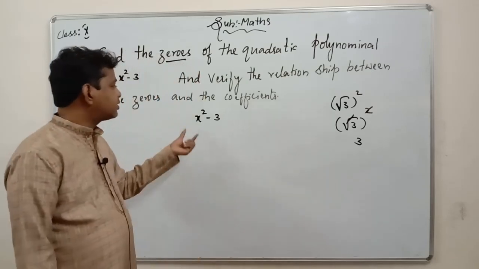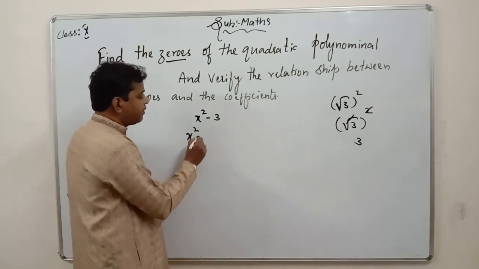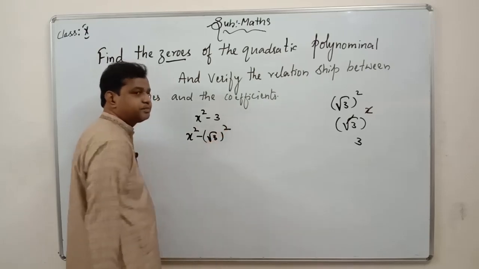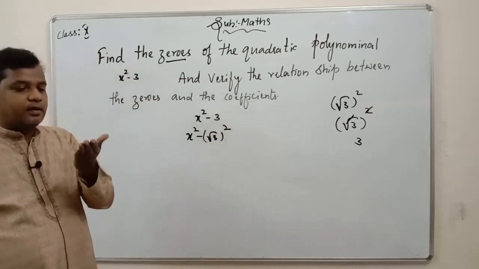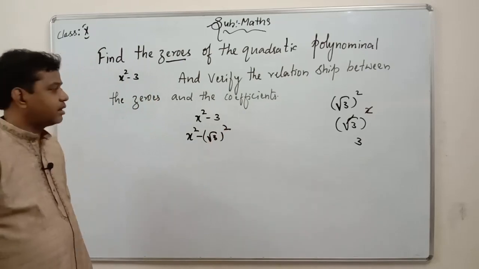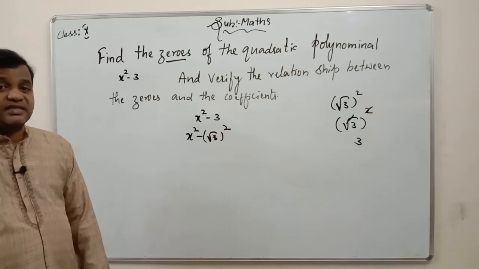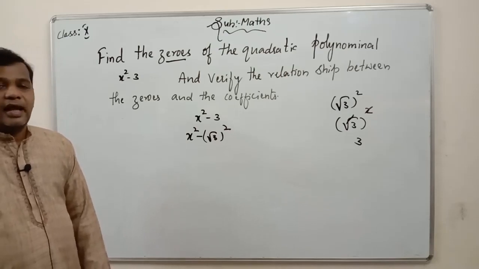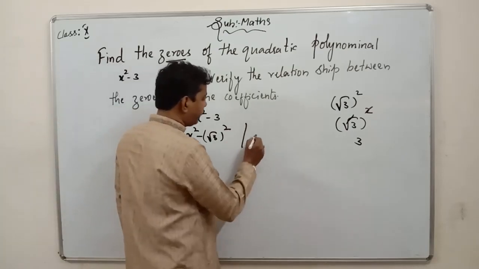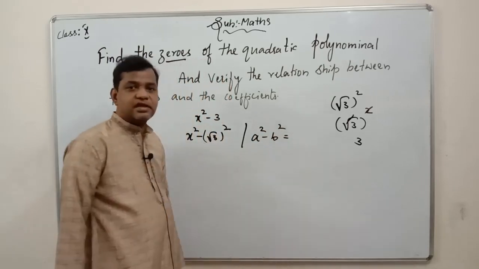So see, x square minus 3, I will write 3 in this form also, minus root 3 whole square. Okay, what is that about? X square minus root 3 whole square. I told you already to be perfect with the formulae in the first class only, because every time we will be using them. Now it is in the form of a square minus b square. So what is a square minus b square?